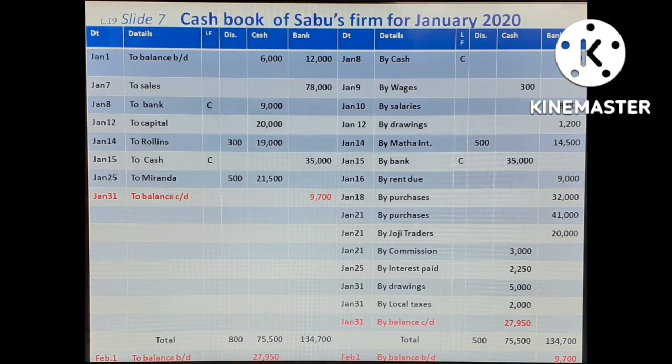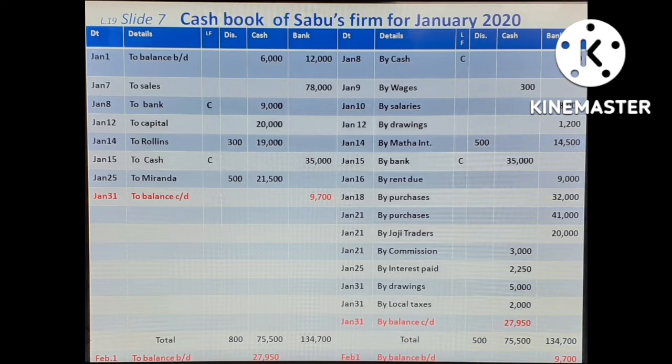Rent due, then purchase of goods, again purchases. It is all operating activity. Cash outflow through operating activity. Paid to Georgia Traders 20,000, again for goods supplied, that is operating activity. Commission, we have to see further.